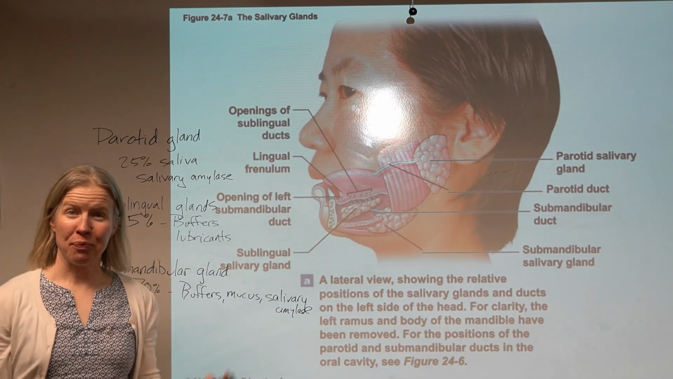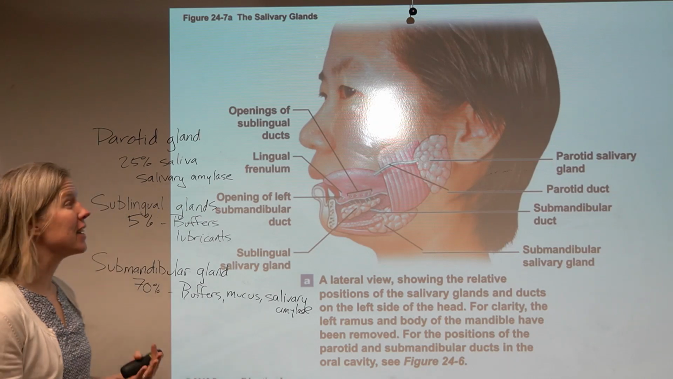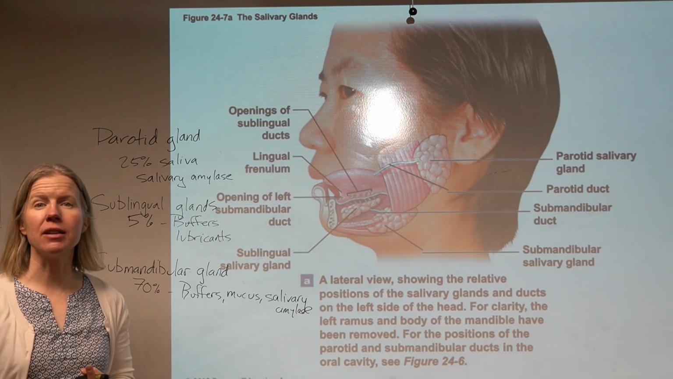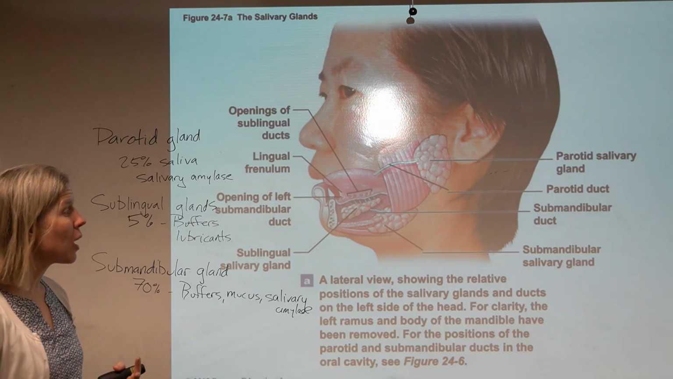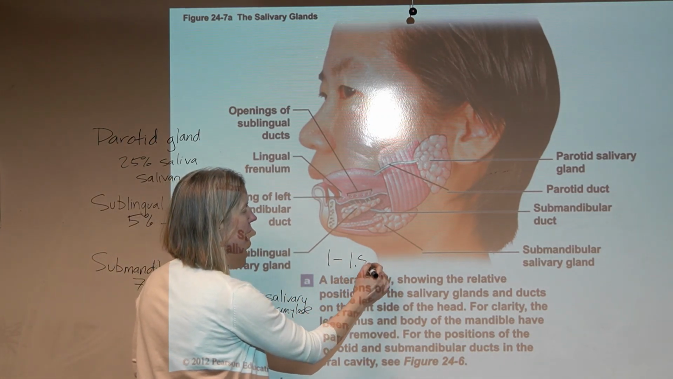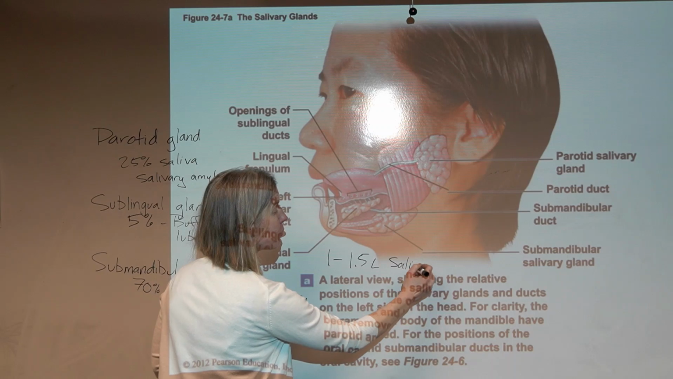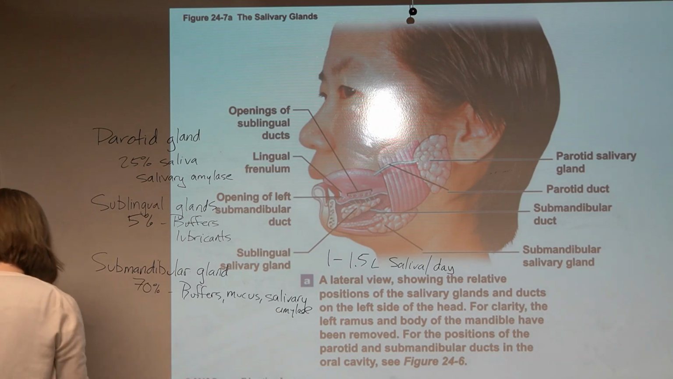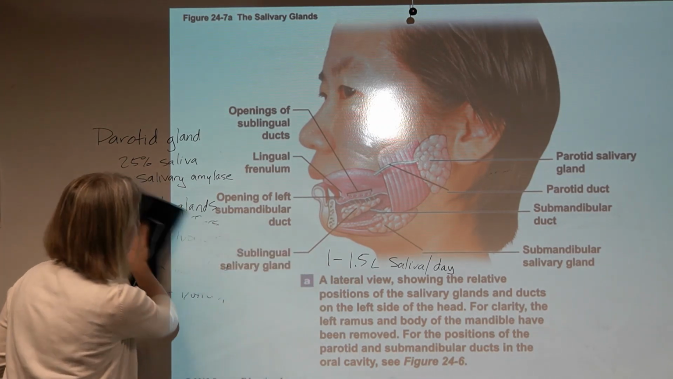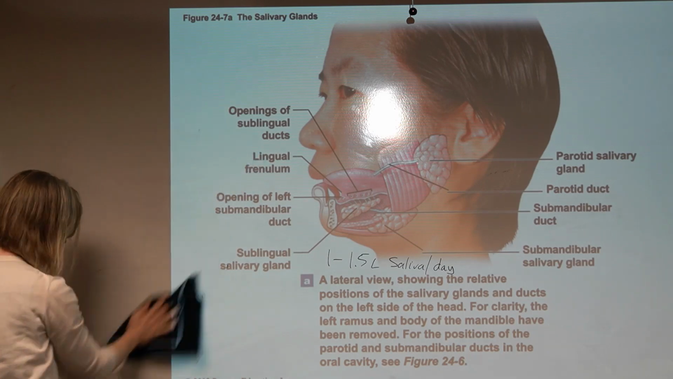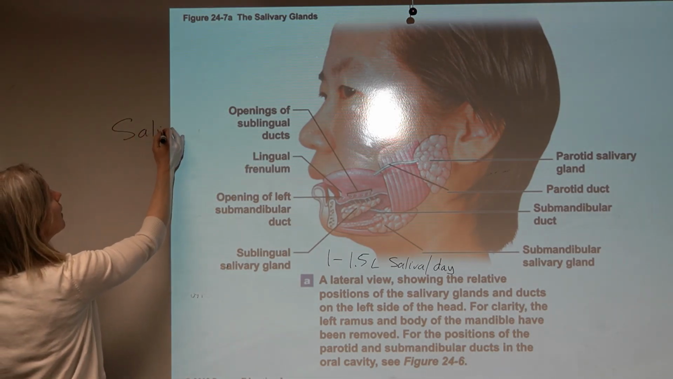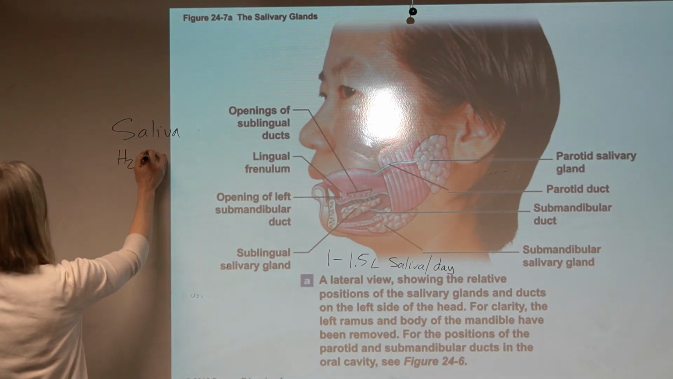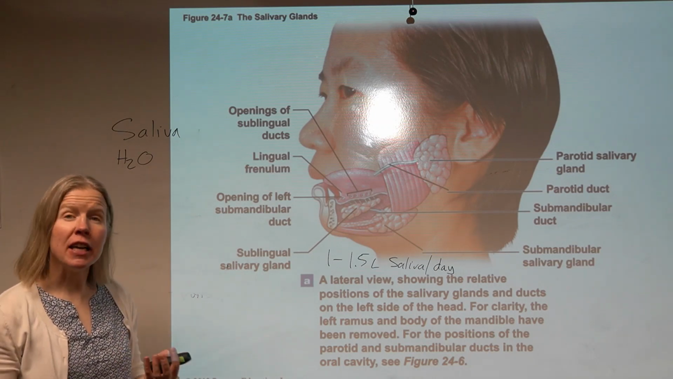All right. Now, all together, again, this saliva is super important, right? It's lubricating, moistening the food, adding some of these enzymes, and you make somewhere between 1 and 1.5 liters of saliva per day. Again, if you look at the components of that saliva, it is mostly water, right? Over 99% of saliva is really just water.